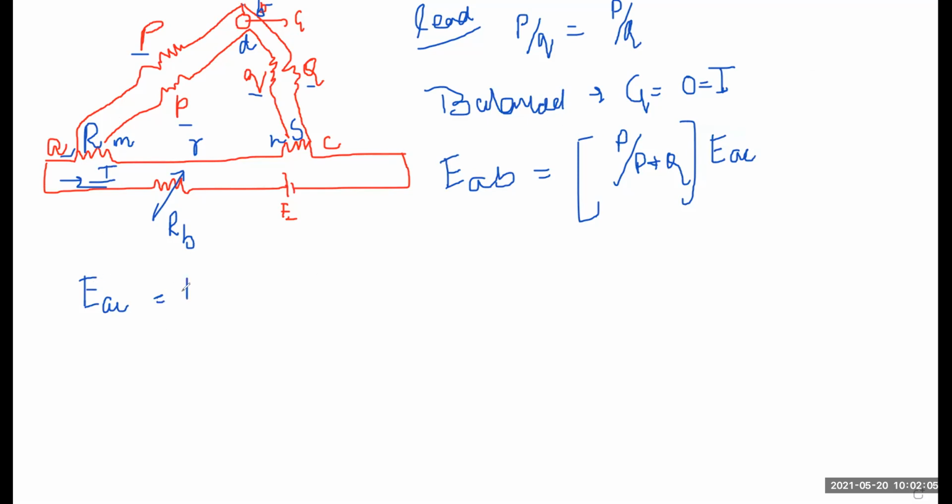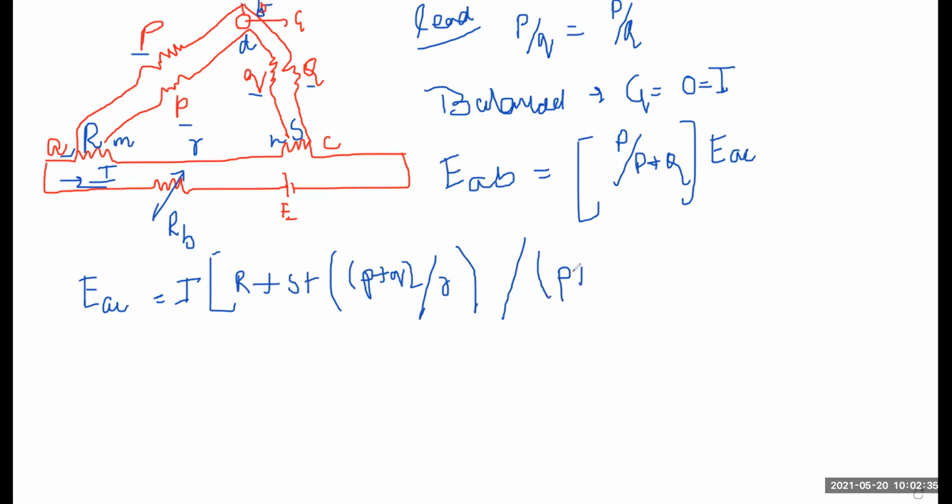It will be I, where I is the current flowing through it, and then R plus S plus, in a bracket, P plus Q, small p plus Q, then divided by R. Then you close the bracket, make a divide sign, and do the summation of all the resistances, P plus Q plus small r, and close the bracket. So this is the thing for EAC.